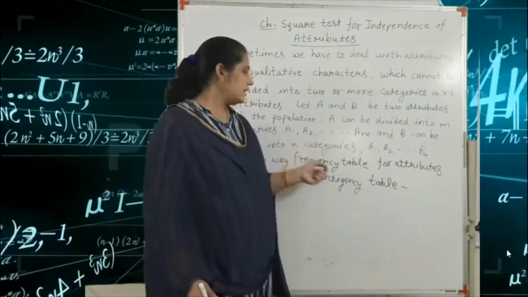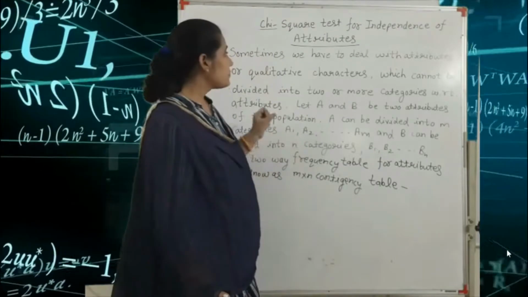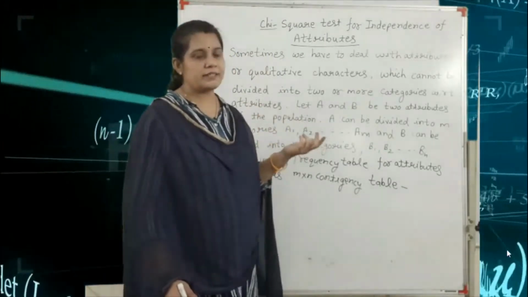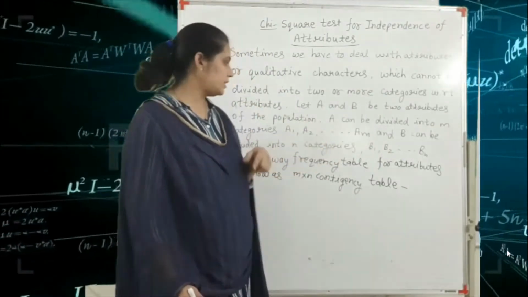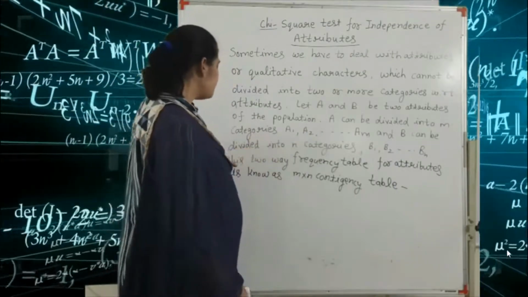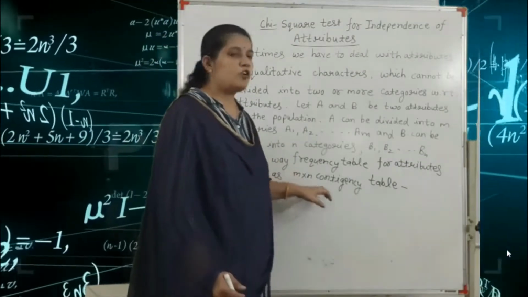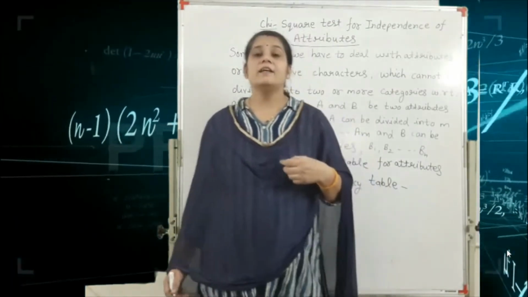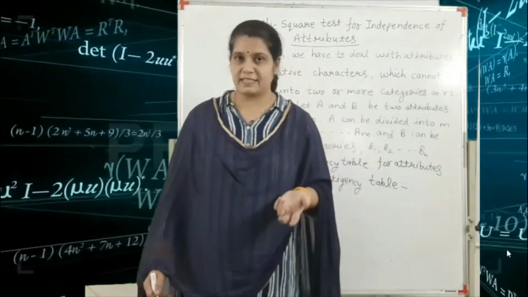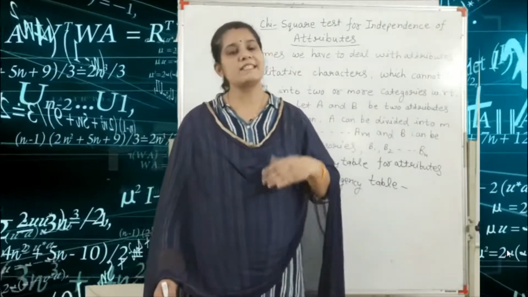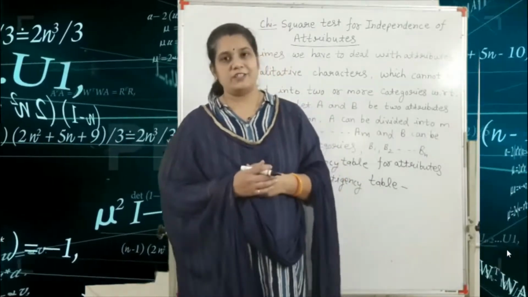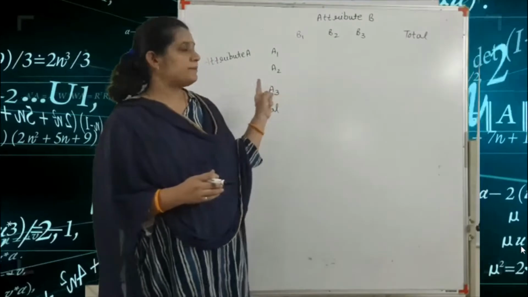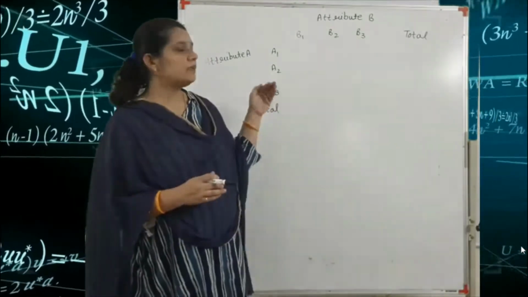In this type of question, we are given two or more types of attributes. First we make the m by n contingency table, and after that we find the expected frequency, because the observed frequency is already given in the question. This is the table for finding the total frequency.